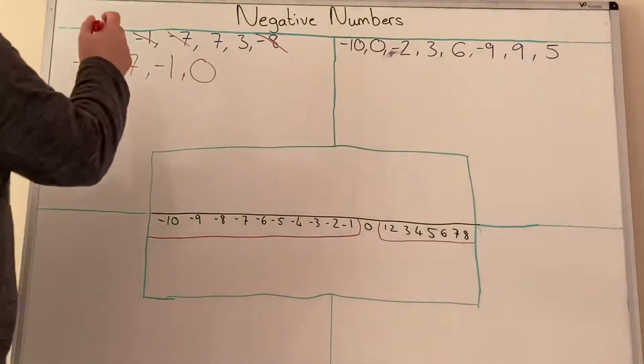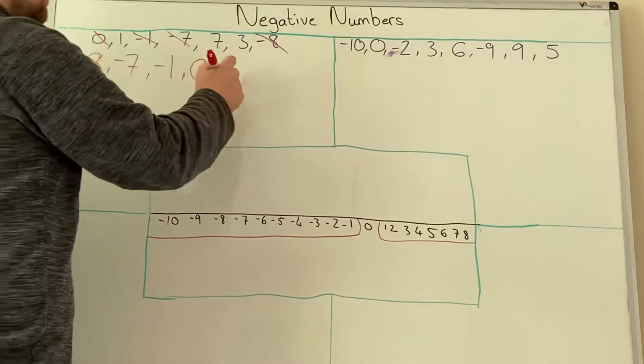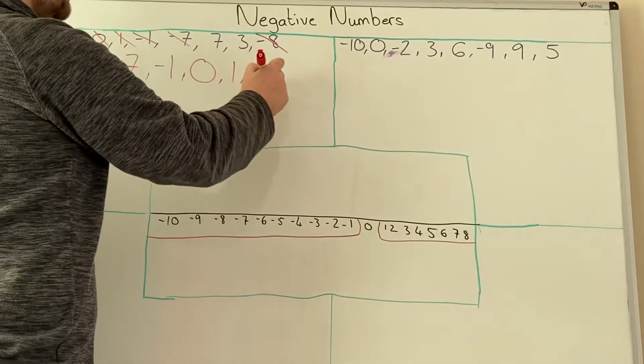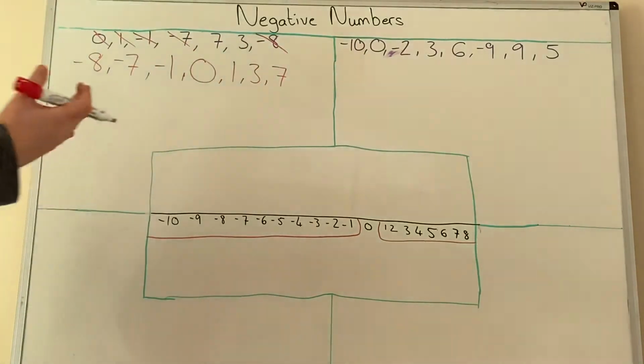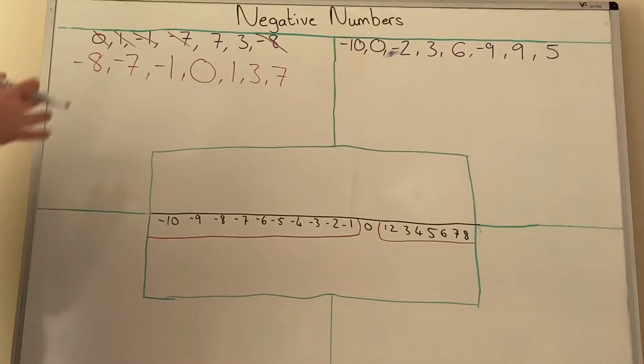Then we're left with 1, 3, and 7. Out of those three, you know that 1 is the smallest number, then 3, then 7. The positive numbers you should be fairly comfortable with, I'd say. I think it'll be the negative numbers that will cause the confusion. Okay, let's look at the next one then.